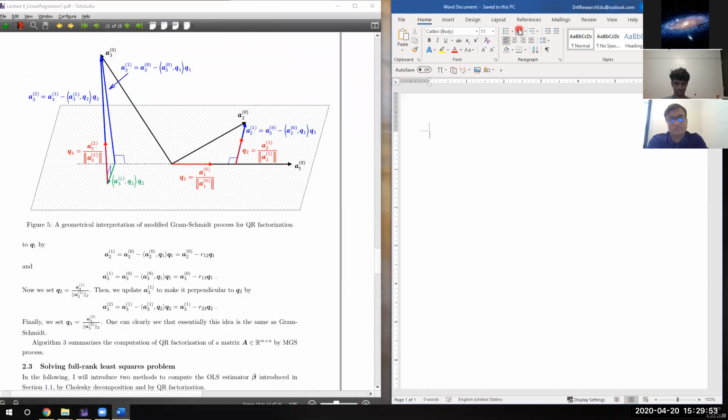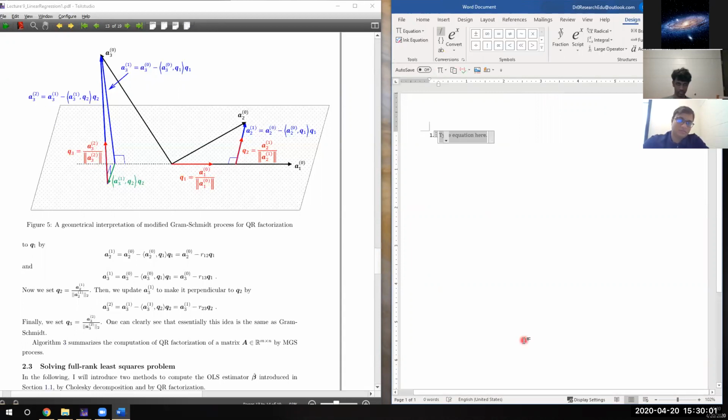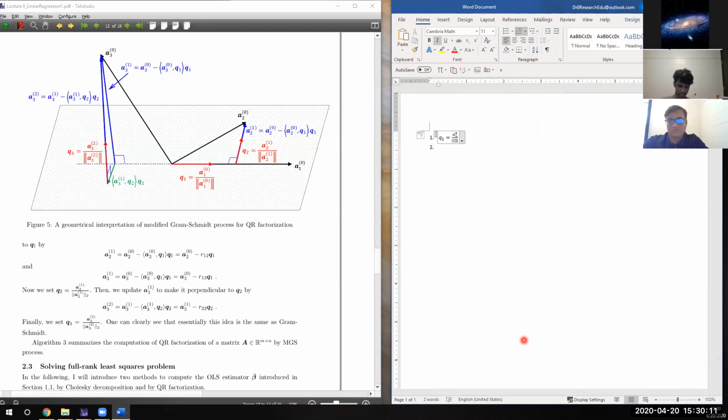Let's see the iterations. In the very beginning, what I set is this: I have Q1 equals A1 0 divided by its norm. To make my life easier, I'm not going to write the parentheses here. I just directly write AJK like this one.